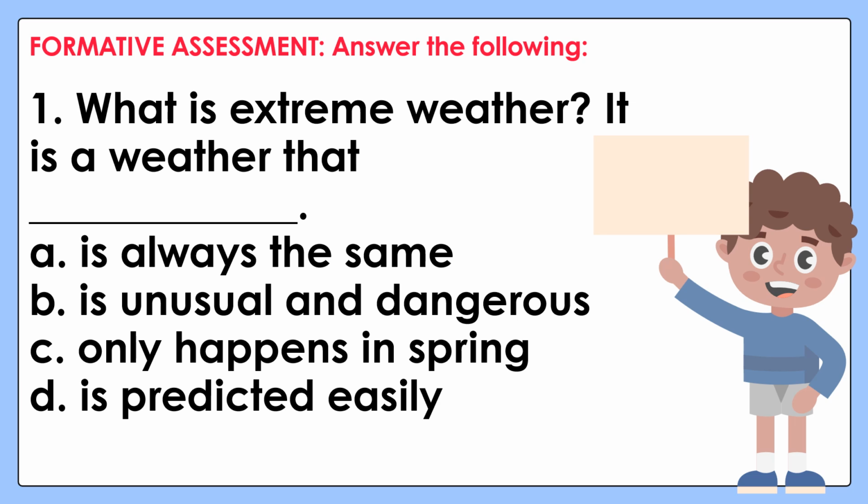Let's have our formative assessment. Answer the following. Number 1. What is extreme weather? It is a weather that blank. A, is always the same. B, is unusual and dangerous. C, only happens in spring. Or D, is predicted easily. The answer is letter B, is unusual and dangerous.